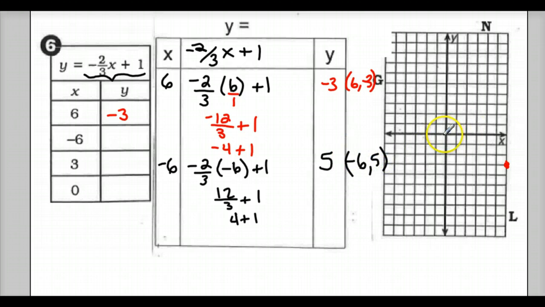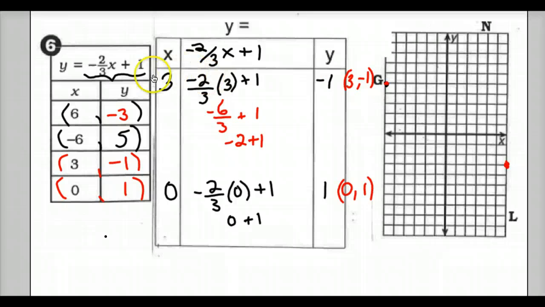So now I go over negative 6: 1, 2, 3, 4, 5, 6, and I go up 5, and I put my dot right there. Again, I want to put my y value here, so we can look at it like this: (-6, 5). Now I want you guys to try 3 and 0. Pause and check back with the video to see if you get your answer correct. So pause here, do the work, check back.